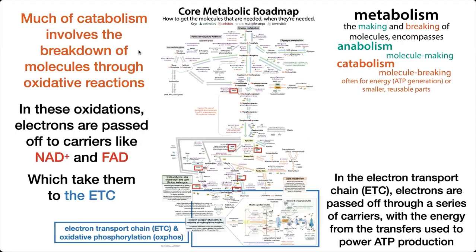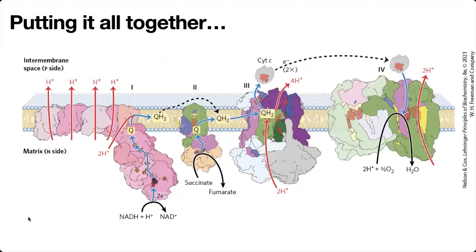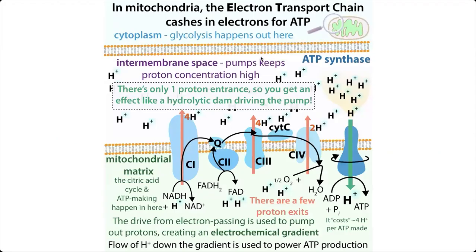Through the breakdown of various fuels and catabolic reactions, you have the breakdown of molecules that are associated with the passing of electrons onto carriers like NAD plus and FAD. And those are going to then take those electrons to the electron transport chain. Then you're going to get a passing off of those electrons through various complexes. Some of these are going to be associated with the pumping of protons. You're going to pump protons into the intermembrane space, creating a gradient of protons that they're then going to use to power the synthesis of ATP.